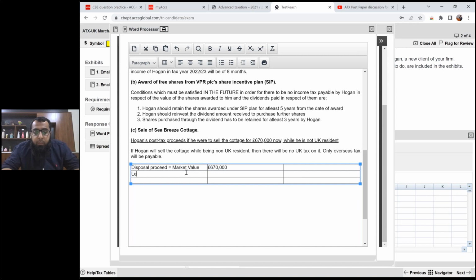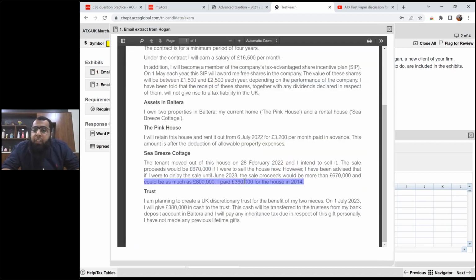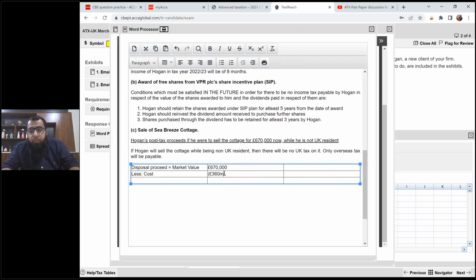less cost. What is the cost of the house? He purchased it for £360,000. So the cost is 360,000. So this gives us the chargeable gain. What will be the chargeable gain? 670 minus 360. It's 310,000.